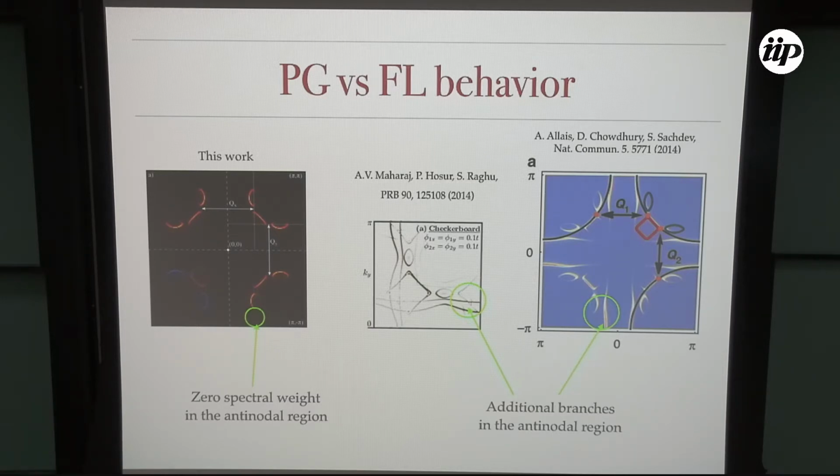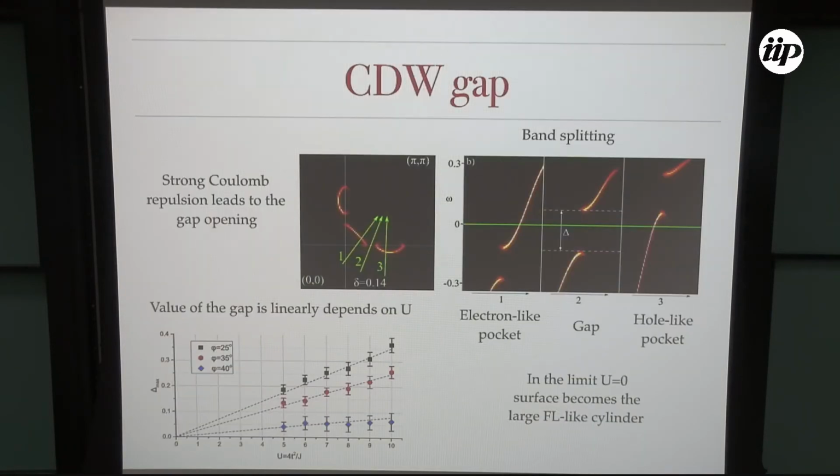So we also have the same CDW modulation vector. This vector connects the breakpoints of the Fermi surface. The further step is to calculate the spectral weight distribution around the Fermi surface. So we can make three slices of the spectral function in these directions.